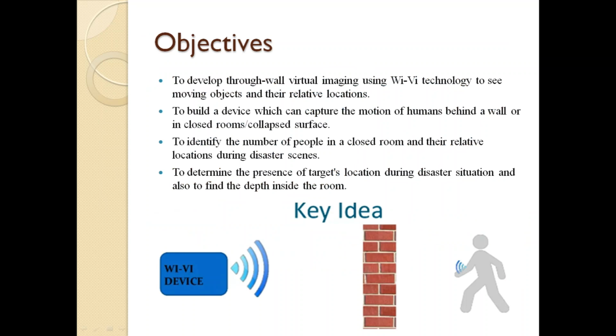The main objective of this proposed project is to develop through-wall virtual imaging using Wi-Fi technology to see moving objects and their relative locations. This project is to build a device which is able to capture the motion of humans behind a wall, in closed rooms, or on any other collapsed surface.